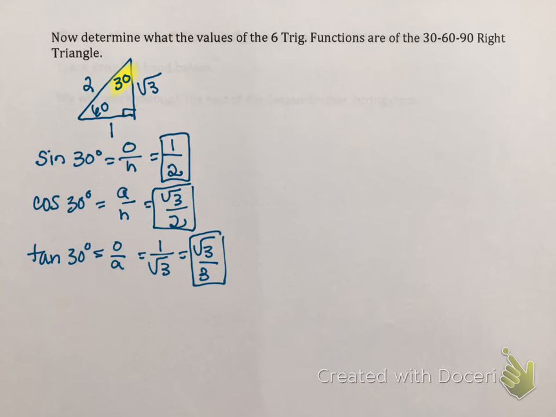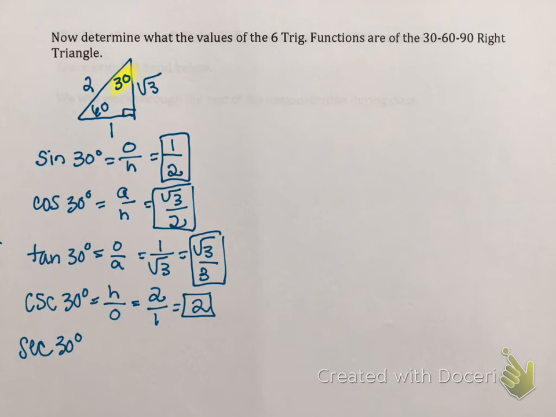Okay, now we need the reciprocal functions. So sine's reciprocal function is cosecant of 30 degrees. Remember, that's defined as hypotenuse over opposite. The hypotenuse is 2. Opposite side is 1, so this equals 2. Secant is the reciprocal function of cosine. It's defined as hypotenuse over adjacent. So that's going to be 2 over radical 3. If I rationalize that, I get 2 radical 3 over 3.